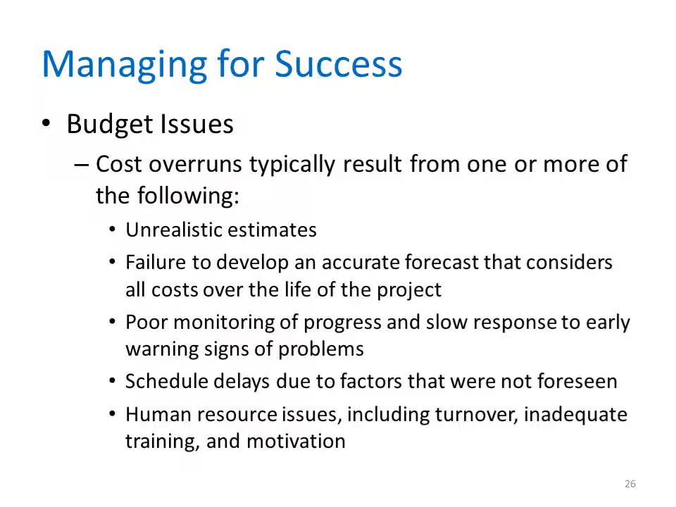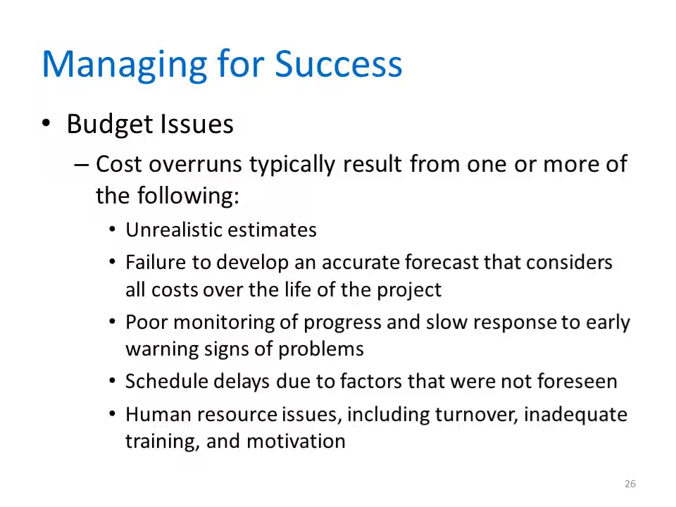You can also fail to develop an accurate forecast that considers all the costs over the life of the project. We've talked about total cost of ownership, and we'll talk more about that concept. Poor monitoring of the progress, slow response to early warning signs. I can't emphasize this enough. If you even suspect there's a problem, assume there is, and take immediate action to take care of it. Schedule delays due to factors that were not foreseen. This is where your risk management plan in part comes into play. The better you identify the risks, the things that can cause problems, the better off you'll be for the duration of the project. And finally, human resource issues.